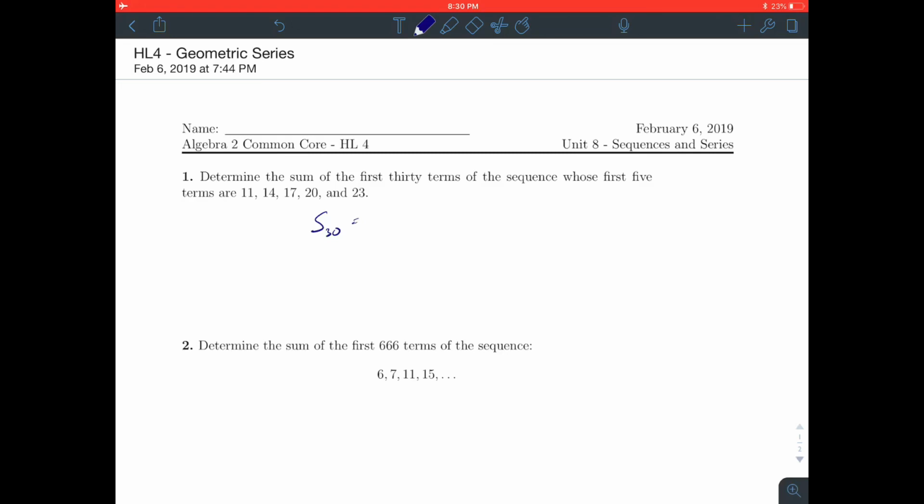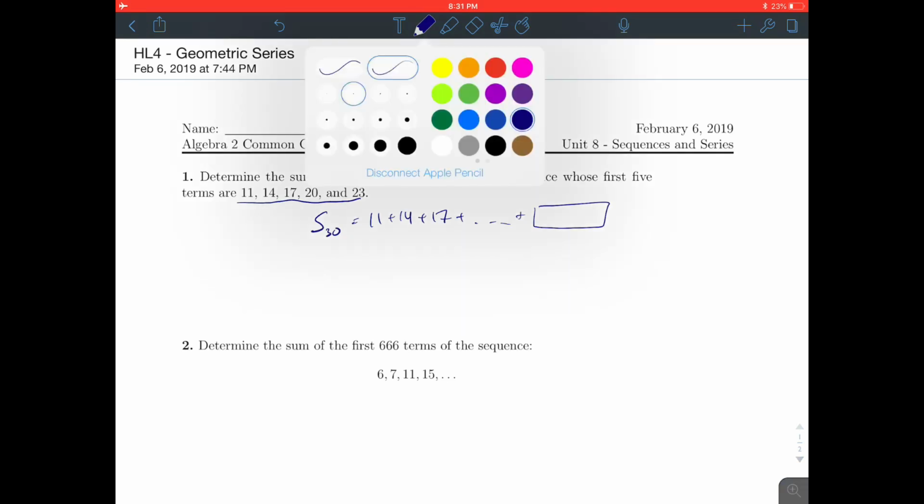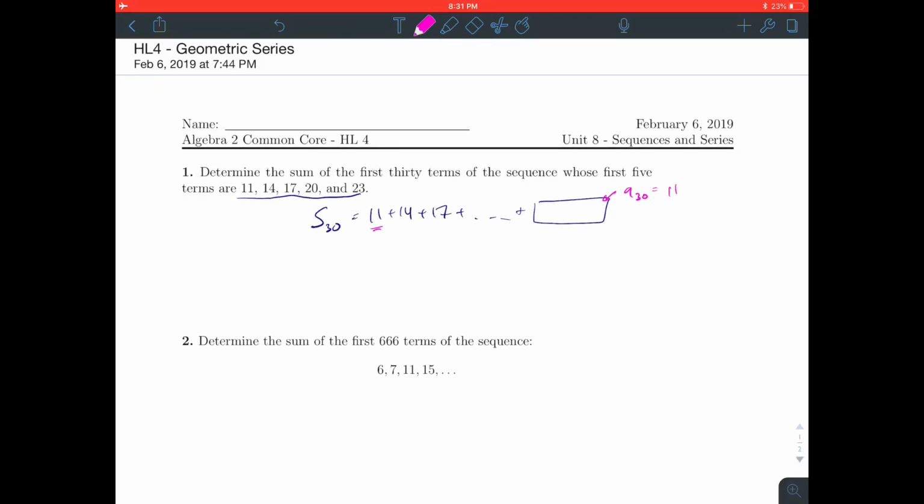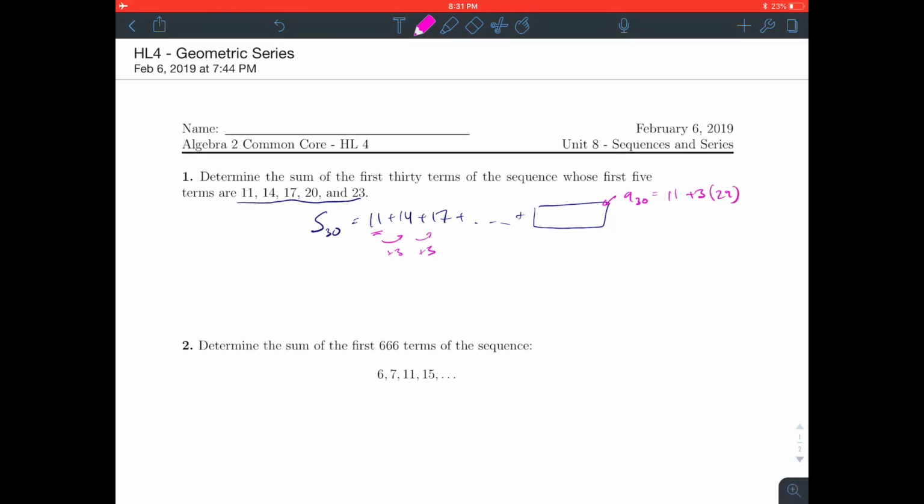S sub 30 is equal to 11 plus 14 plus 17 plus... Now, they only gave us 5 terms here, so we have a 30th term at the end that still needs to be determined. So, let's do it. A sub 30 is equal to, we start with the first term, 11. Each time we advance to the next term, we add 3. So to get from the first term to the 30th term, we have to add 3 29 times. A sub 30 is equal to 11 plus 3 times 29 is 87. And we get A 30 is equal to 98.